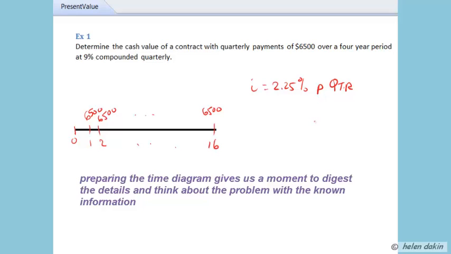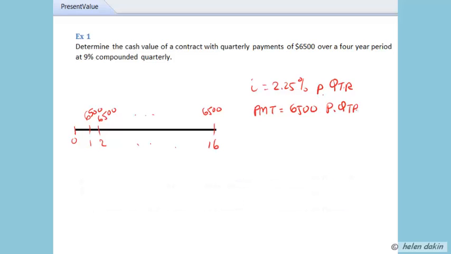And the payment, of course, is $6,500 per quarter. And this is an important fact, the fact that these two coincide. They're made with the same frequency. An ordinary simple annuity is one where the annuity payments and the interest periods coincide. They don't conflict.